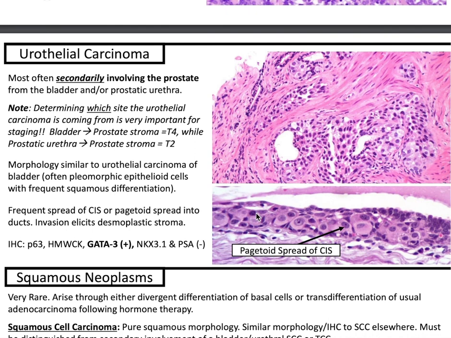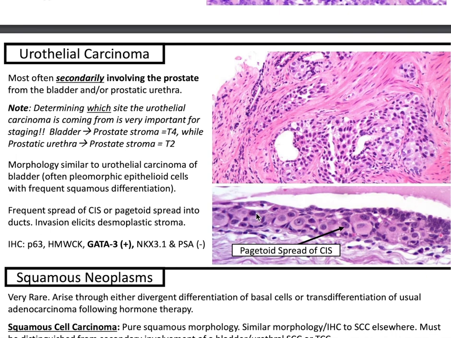Urothelial carcinoma is most often secondarily involving the prostate from the bladder and/or prostatic urethra. So determining which site the urothelial carcinoma is coming from is very important for staging. If it comes from the bladder, then it's going into the prostate stroma, that's T4. While if it's from the prostatic urethra, then it goes into the prostate stroma, that's T2.